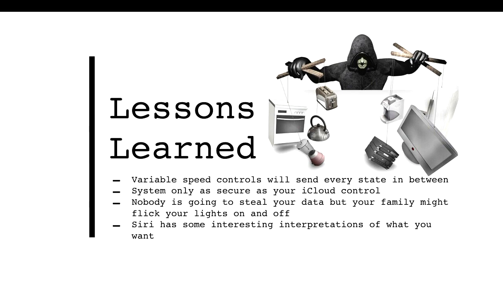These kind of things are only as secure as your iCloud control. If you have home sharing with someone in your family or a spouse at your house, if you give them control to your home automation, they can control it however they want. I found this out the hard way. When my son decided he wanted to have a try of the new shiny button on the iPad and just spent about half an hour turning the aircon off and on, off and on, while I'm sitting in the living room going like, did I mess something up? In this system, typically no one's going to steal your data. Family might flick your lights on and off.